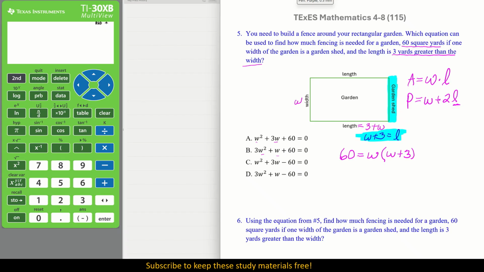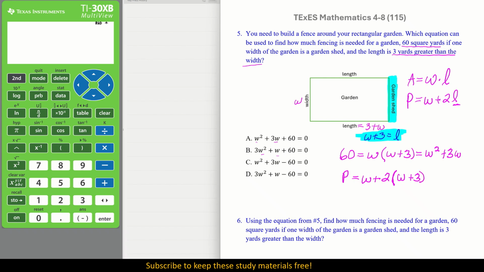Now I see W squared plus 3W. However, that isn't going to satisfy me, because I also see that the perimeter equals W plus 2 lengths, or 2 times L. Well, what is L? W plus 3.